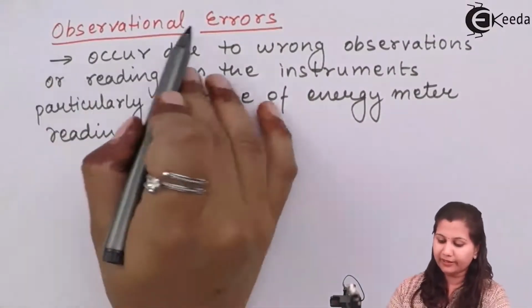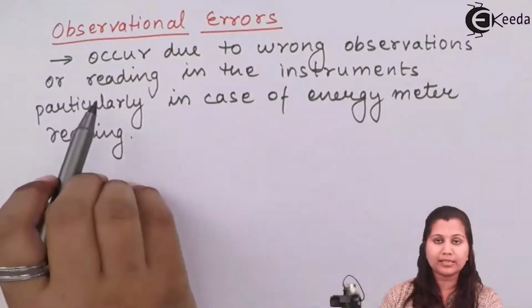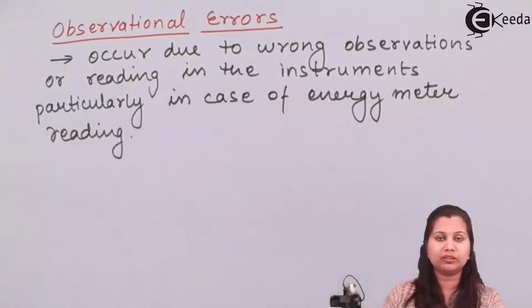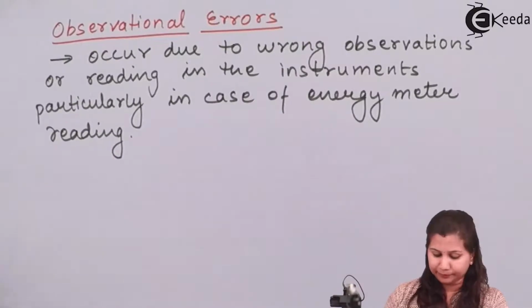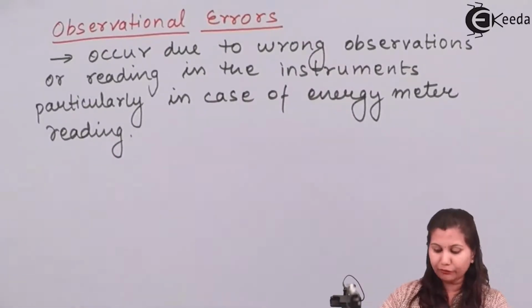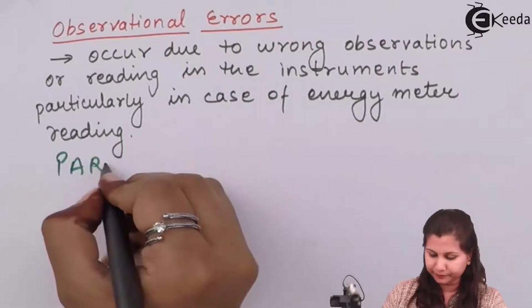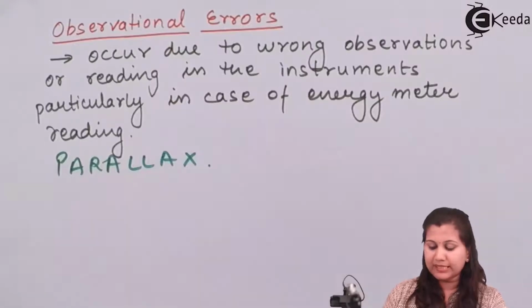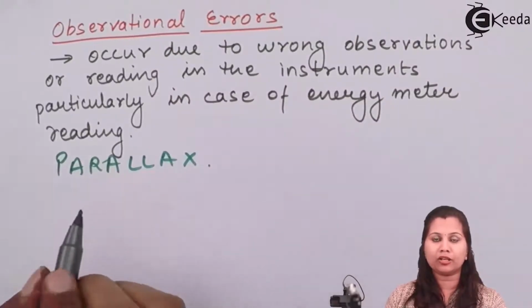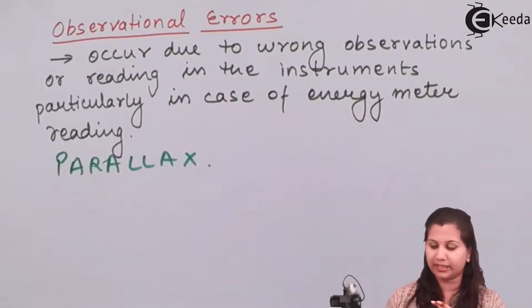So observational errors occur due to the wrong observations or readings in the instruments, and these errors particularly occur due to the observer who is taking or recording the readings. Now a common example of observational error is the parallax. This parallax error occurs because of the different levels at which the observer is taking the readings.